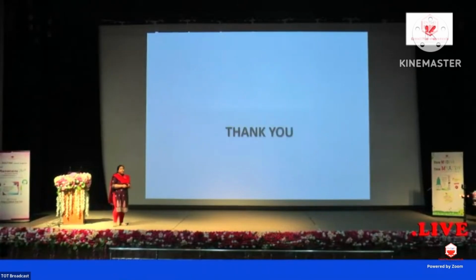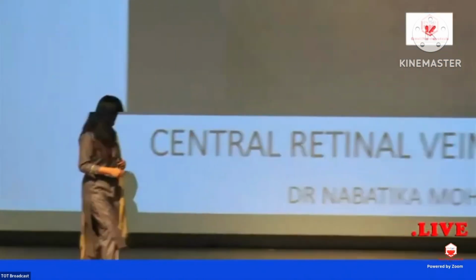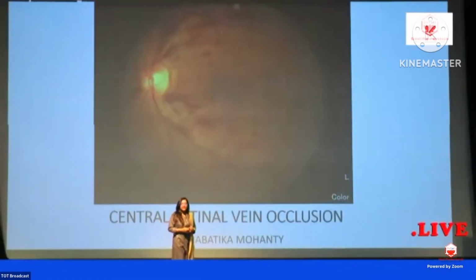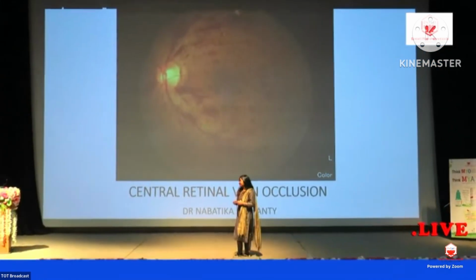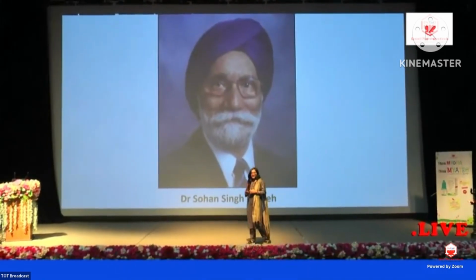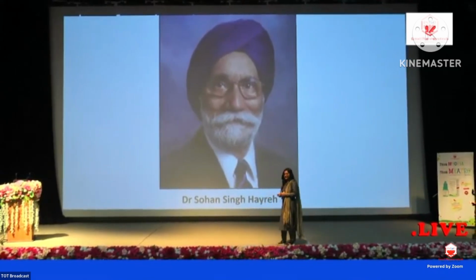Thank you. A very good morning, class. Today I'll be talking on CRVO. It is defined as the occlusion of the central retinal vein at or posterior to the lamina cribrosa and is typically caused by thrombosis. We cannot proceed without paying tribute to the legend Dr. S.S. Harry, who has been a pioneer in this field.